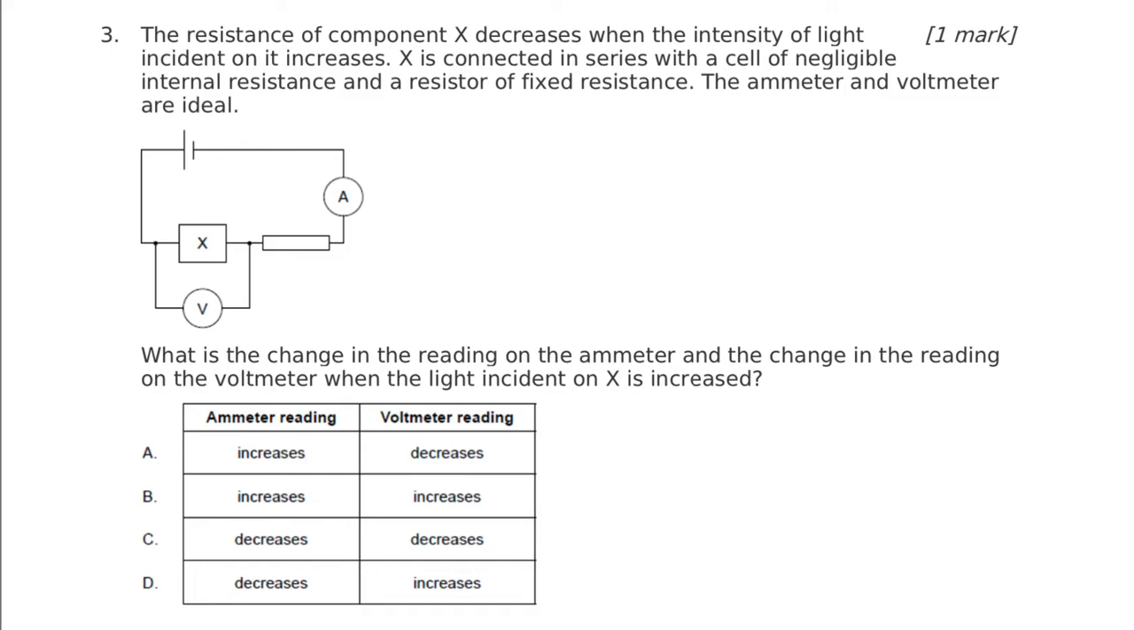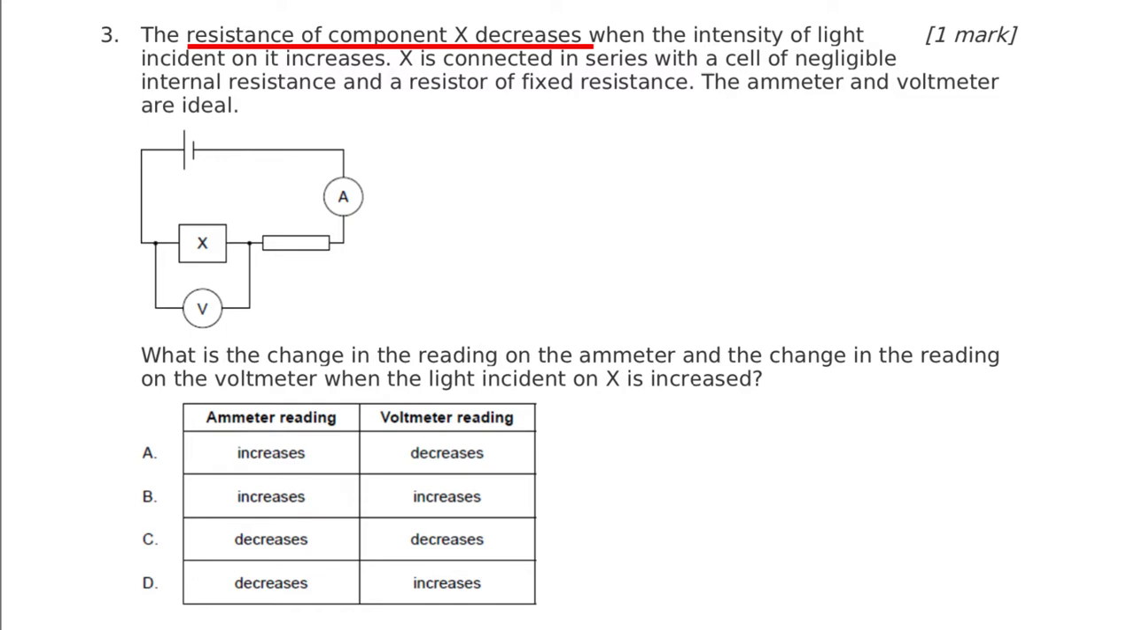This is one that requires a bit of thinking. Okay, we've got a resistance of component X which decreases when the intensity increases. That is most likely going to be an LDR. Okay, that's exactly how our negative coefficient LDRs work. Intensity up and resistance down. Let's think about how that works. Well, firstly, let's just underline that, okay? That is the really important bit, because we're going to increase the intensity here.